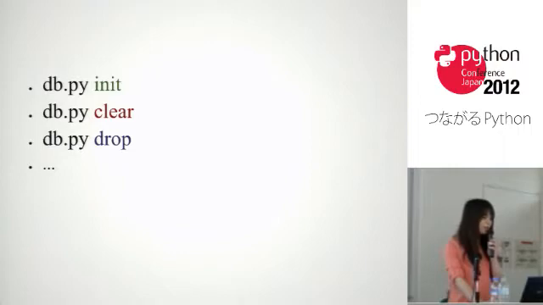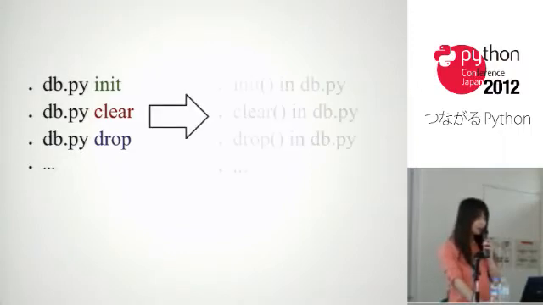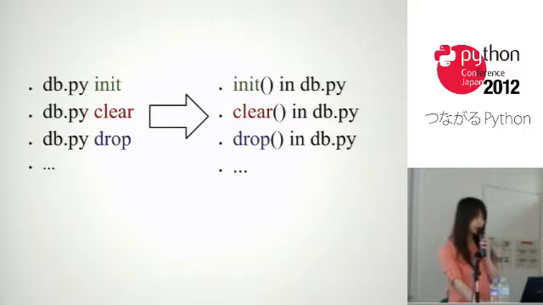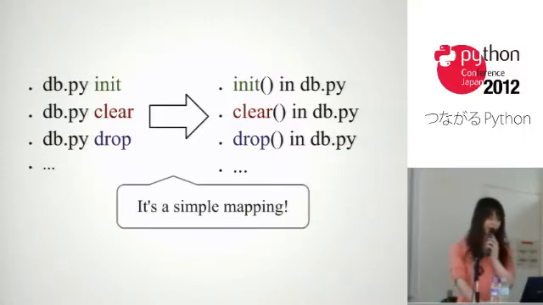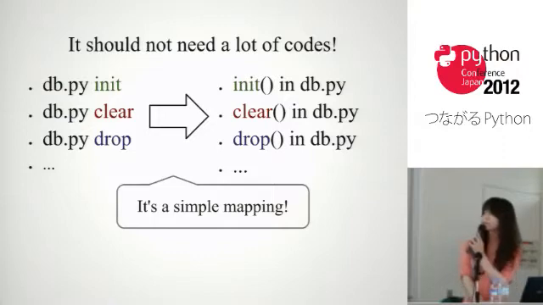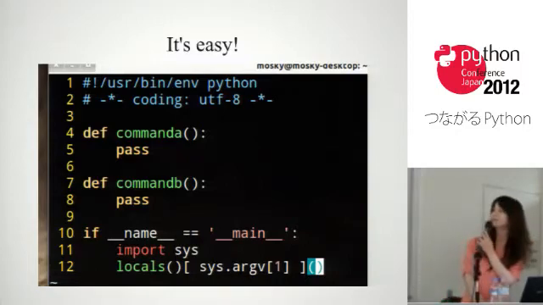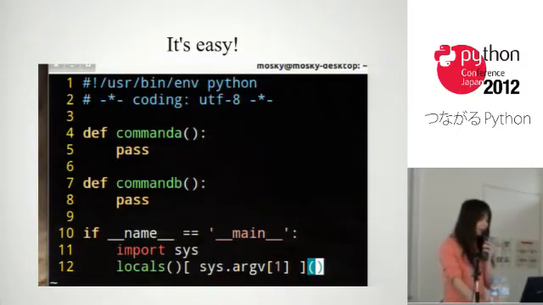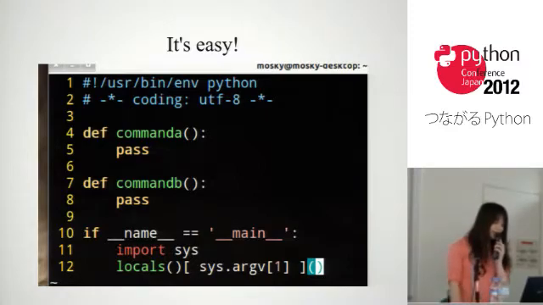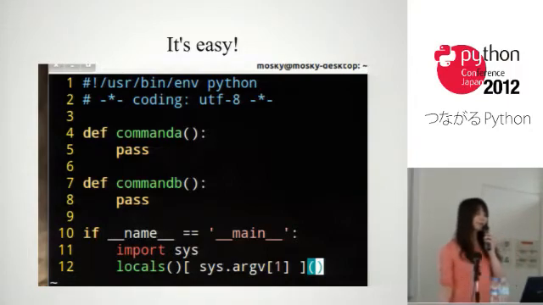Actually, the subcommands of a script just map to the functions in a script. So it's just a simple mapping. It should not need a lot of code. That's right, so I started to write some code to prove it. Just like this. It's easy. I use locals to get the variables and instances, then pass the first argument from the command line to match the function I want. Finally, call the matched function. That's all.